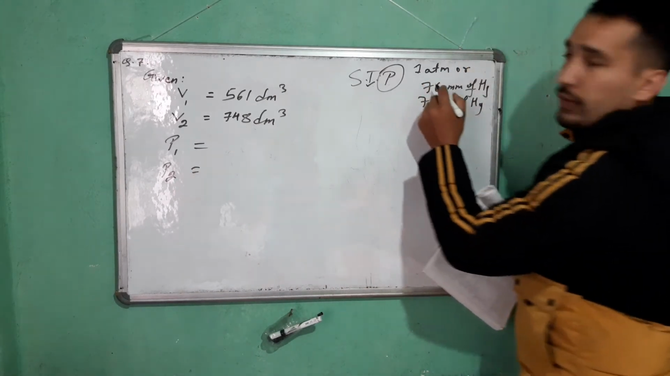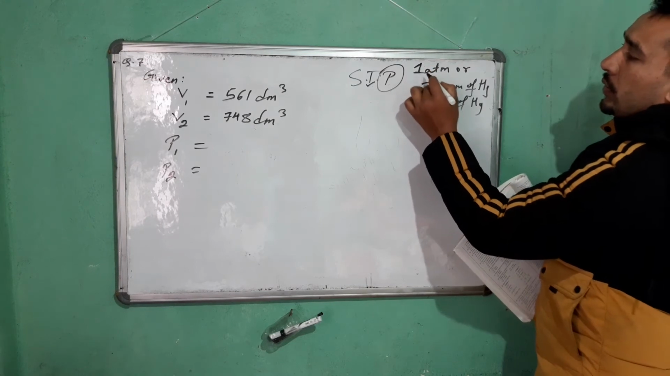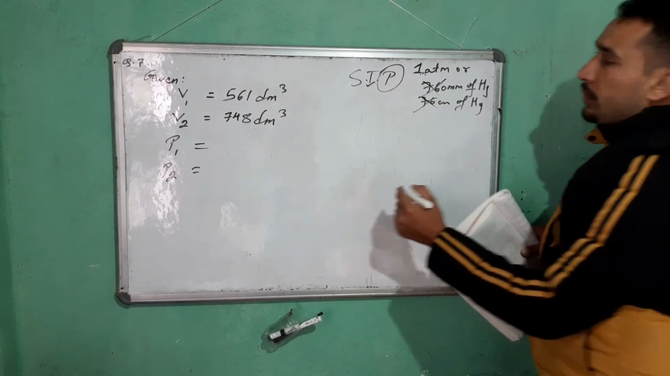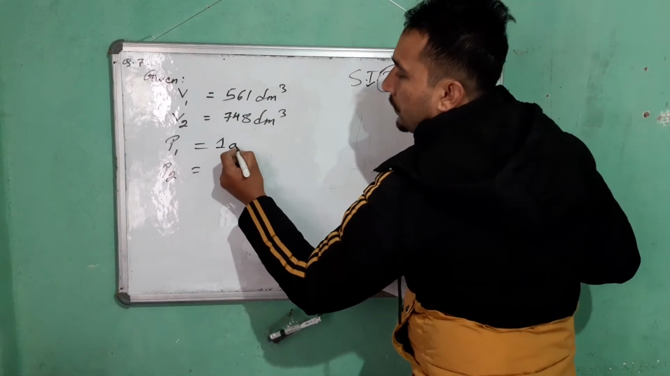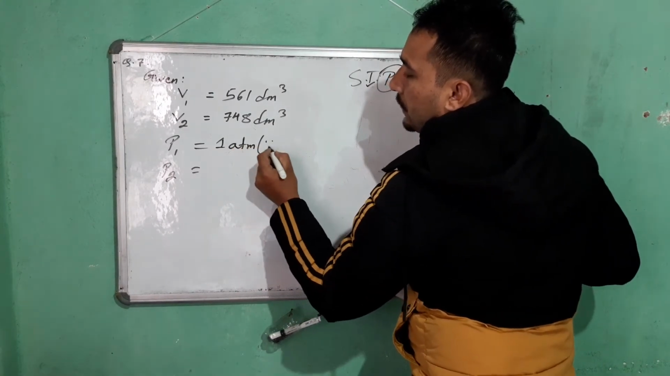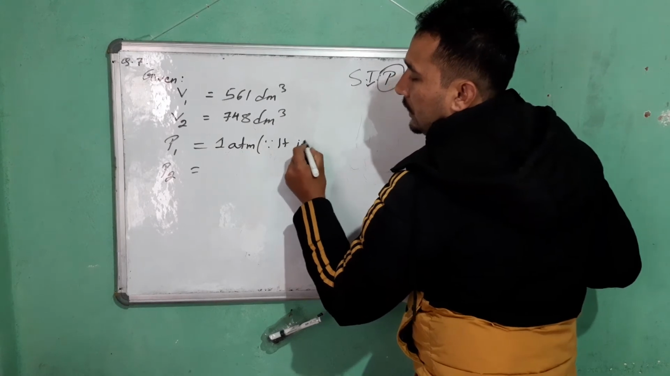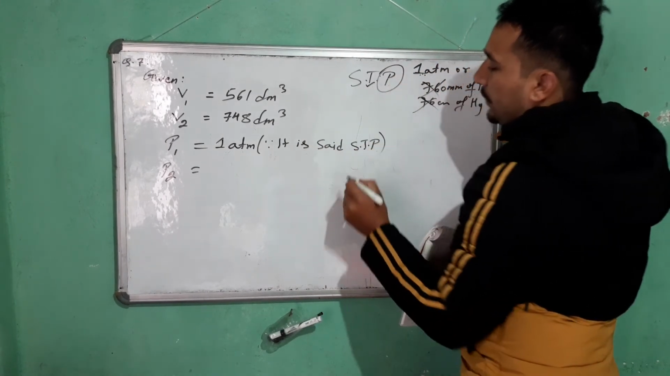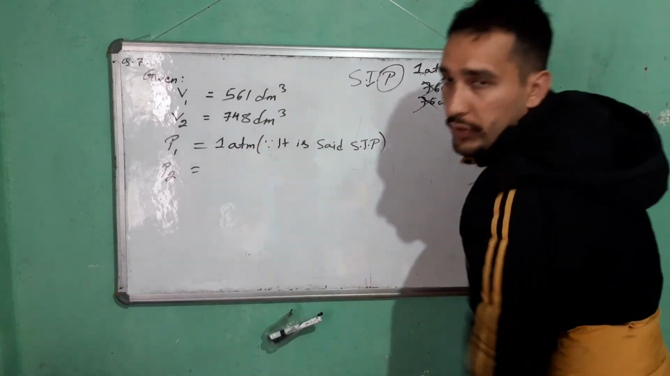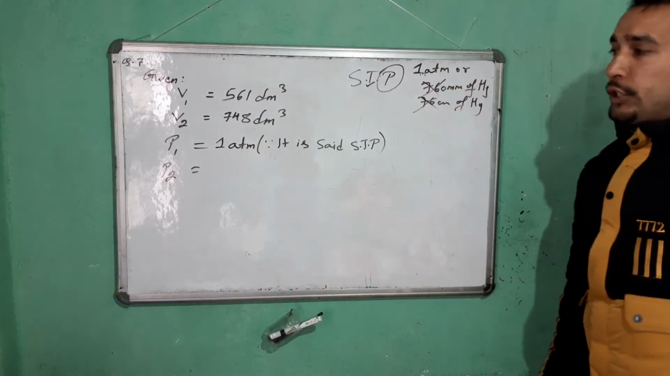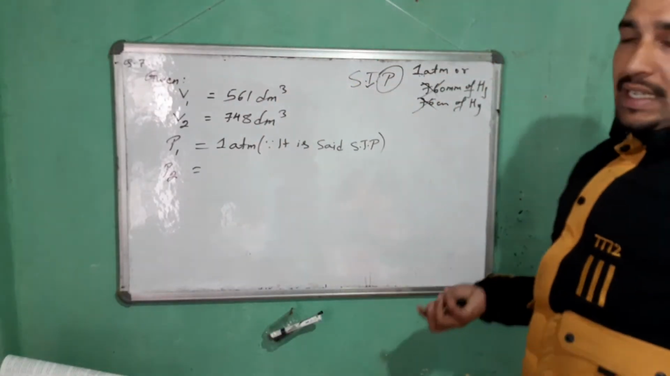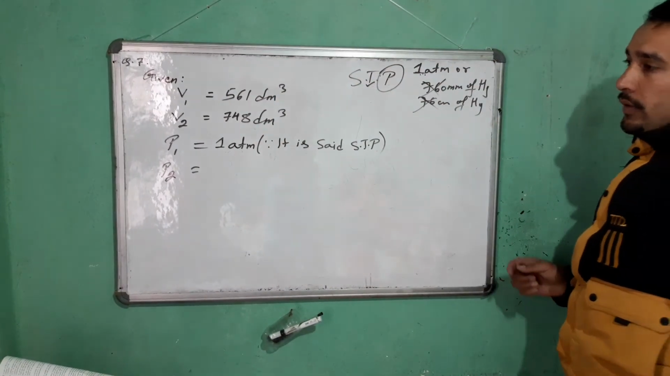So for simple calculation, I'll write 1 atmosphere instead of this and this, to simplify easily. So 1 atmosphere, because it is said STP, standard temperature and pressure. Standard pressure is 1 atmosphere. Now let's find P2, and then let's calculate the percentage change in pressure.